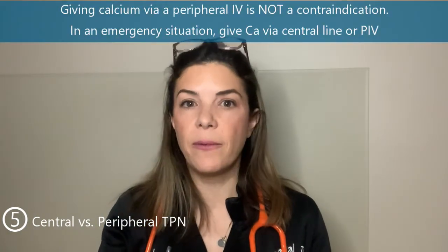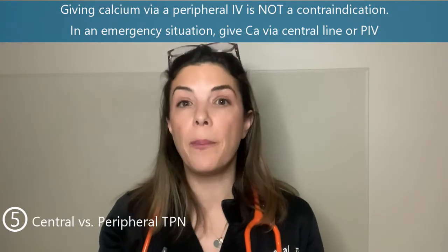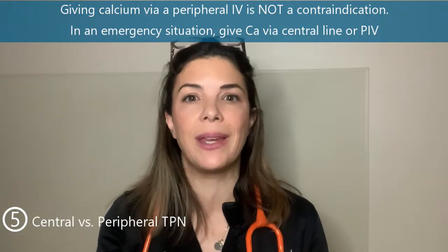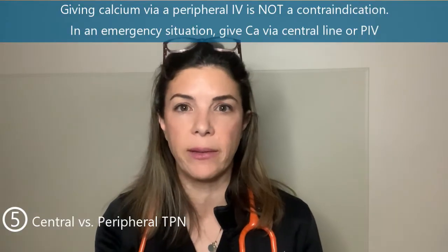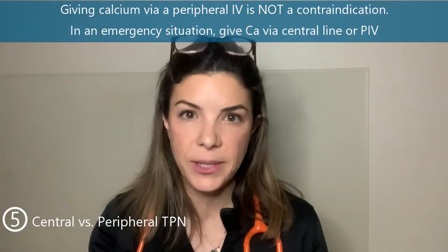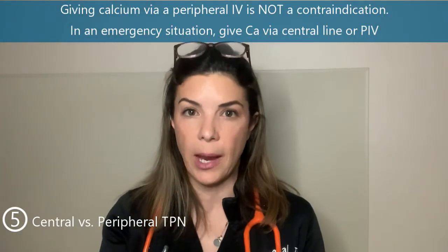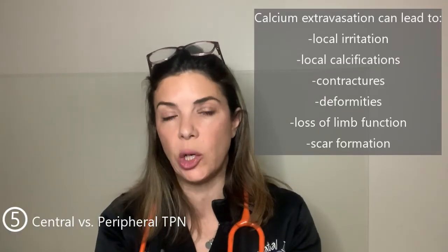Giving calcium via a peripheral IV is not a contraindication. For example, if you have an infant who's literally having a seizure because they're so hypocalcemic and the only access that you have is a peripheral IV, then absolutely you're going to give calcium gluconate or whatever via the peripheral IV. The concern is if the calcium is being given through the PIV and that vein blows or slips out and the calcium goes into the surrounding tissue, it can be really, really damaging.